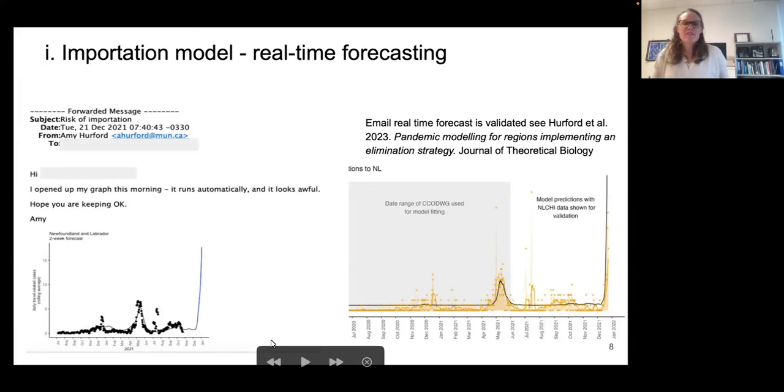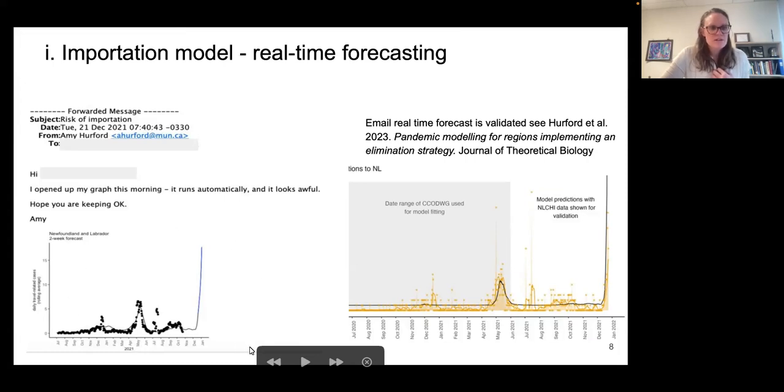So I think there is a real need for importation models. They can have an important role for real-time forecasting for regions that are implementing elimination. And during the pandemic, I did have an importation model running. It was taking the number of new cases reported in each of the Canadian provinces and doing a Poisson regression to try and predict the number of travel-related cases that would be appearing in Newfoundland and Labrador.